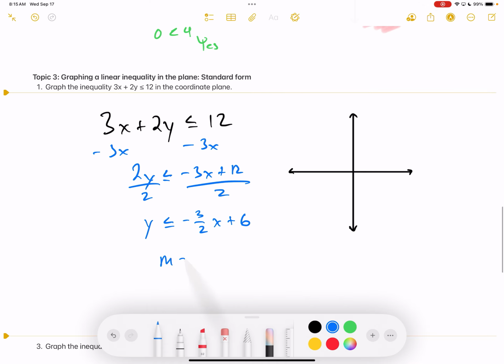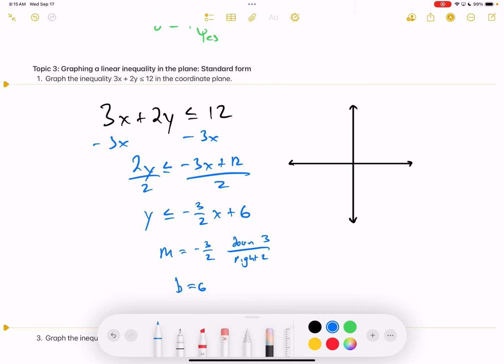So here my slope is negative 3 over 2, which is down 3 to the right 2. And my y-intercept is 6. This is less than or equal to, so it is going to be a solid line. 1, 2, 3, 4, 5, 6. I start at 6. I go down 3, 1, 2, 3, to the right 2. This is a solid line.